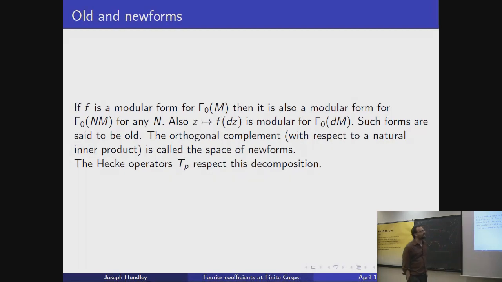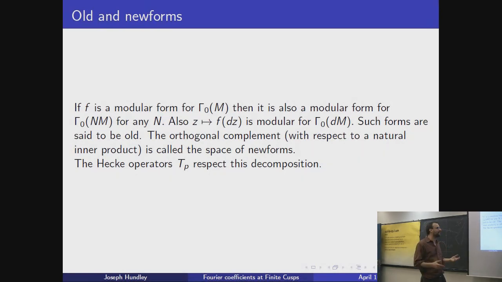And the other thing is, it's not too hard to check that if you take an existing modular form and just plug in dz, then what it does is, it used to be for gamma_0(M), now it's modular for gamma_0(dM). So such forms are not new. So they're said to be old. They came from something you already had. And there's a natural inner product on the space of modular forms. So you can take an orthogonal complement, and that's the space of new forms. And the Hecke operators respect this decomposition. So when you diagonalize with respect to Hecke operators, you get diagonalizations of just the space of new forms.